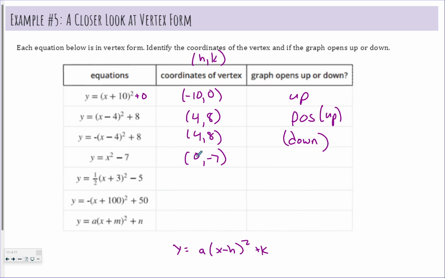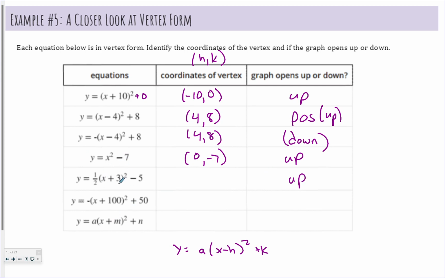All right. Coordinates of the vertex is here. So the vertex is actually sitting on the y-axis with this equation. Is it going to open up or down? Up. Again, starts positive. What about here? Do fractions matter? Not at all. And actually, in this unit, fractions are going to be your friend. So it turns out this will open up.